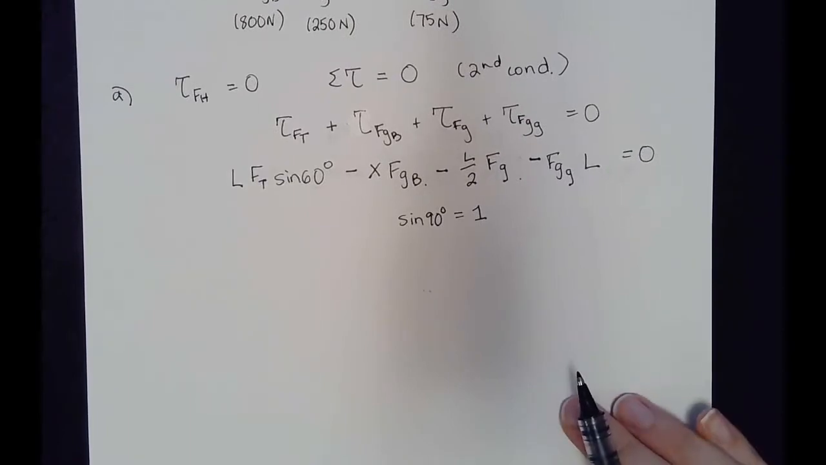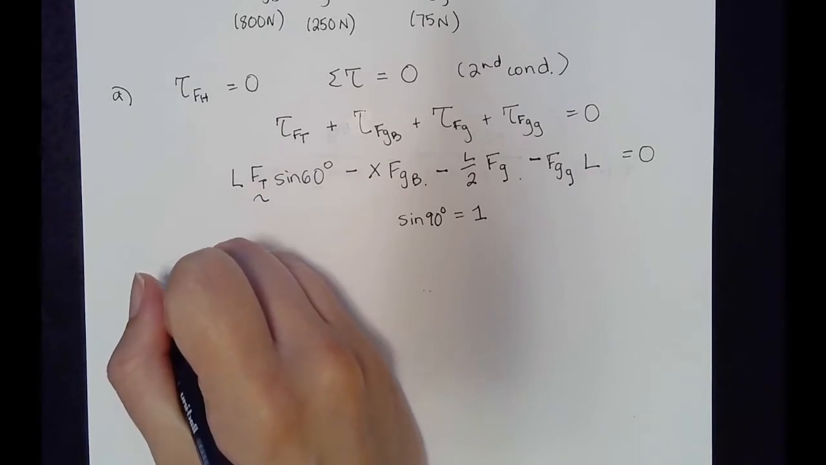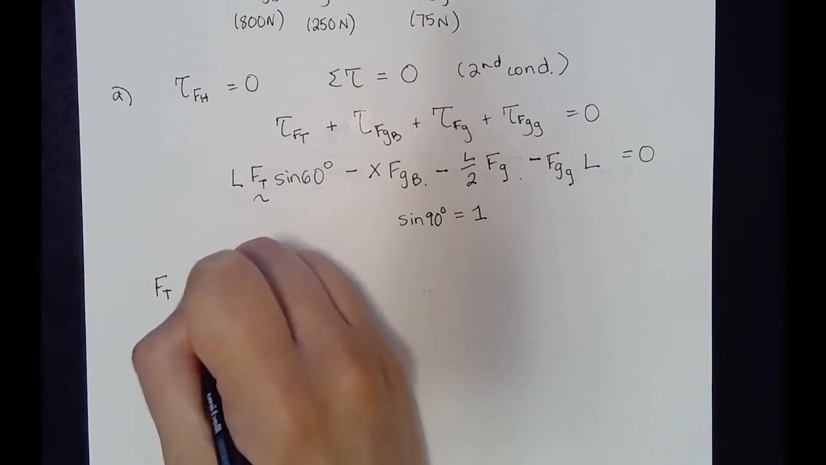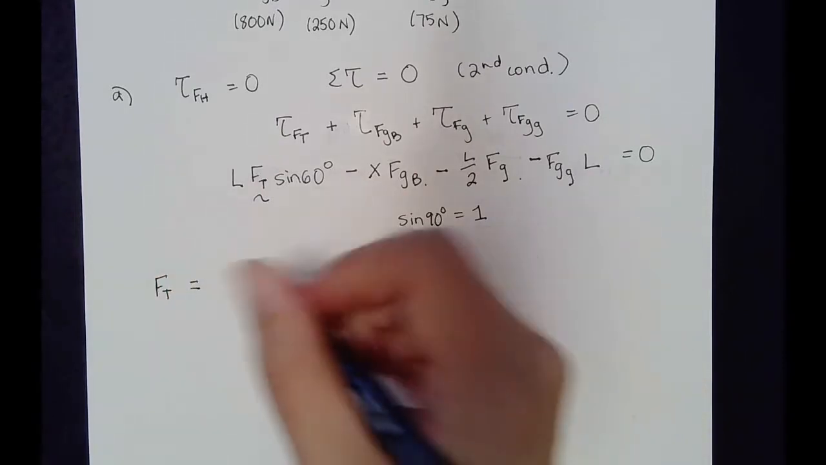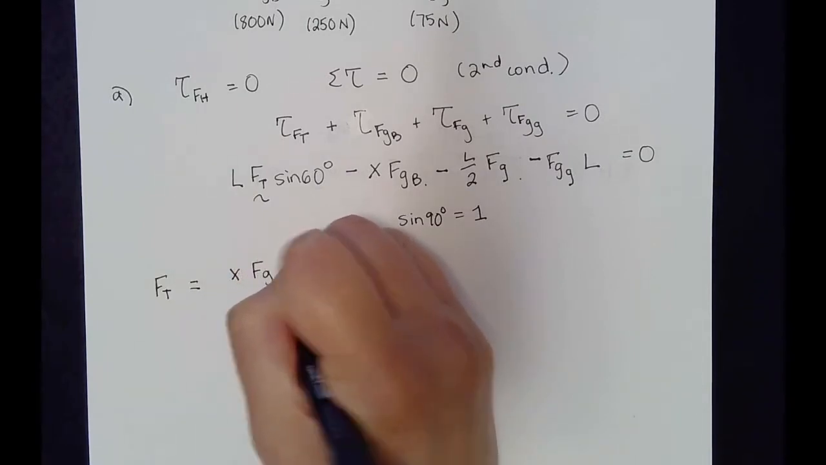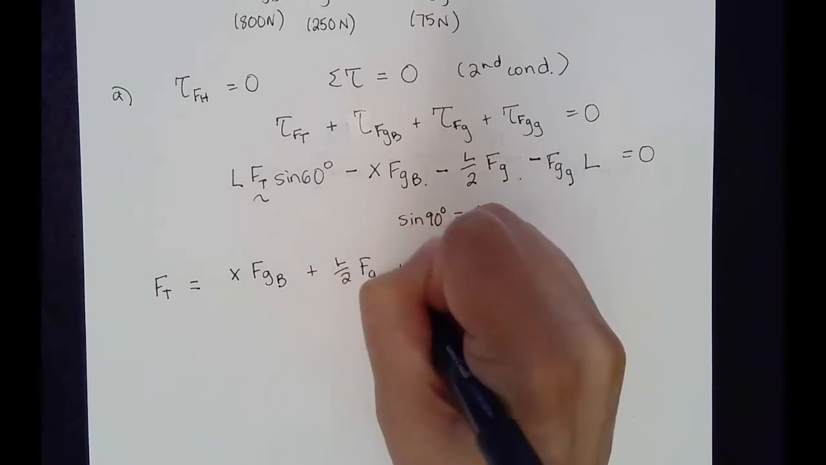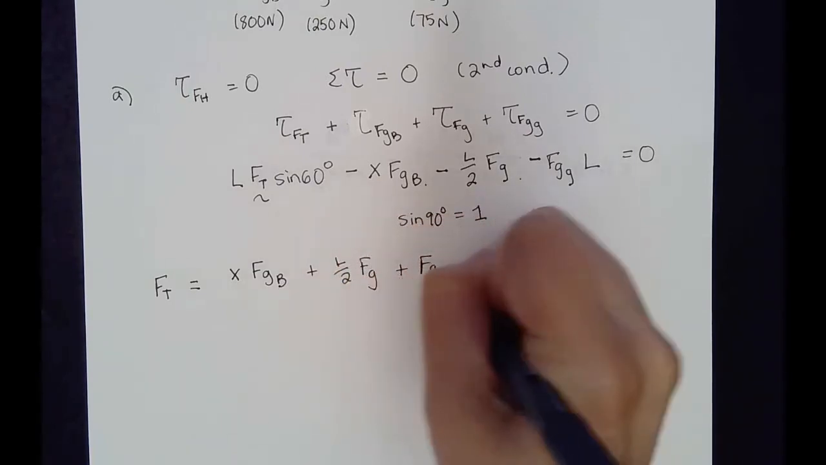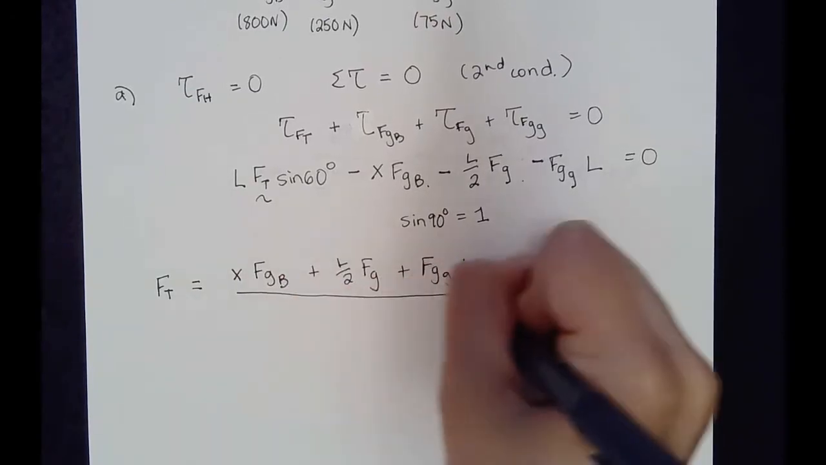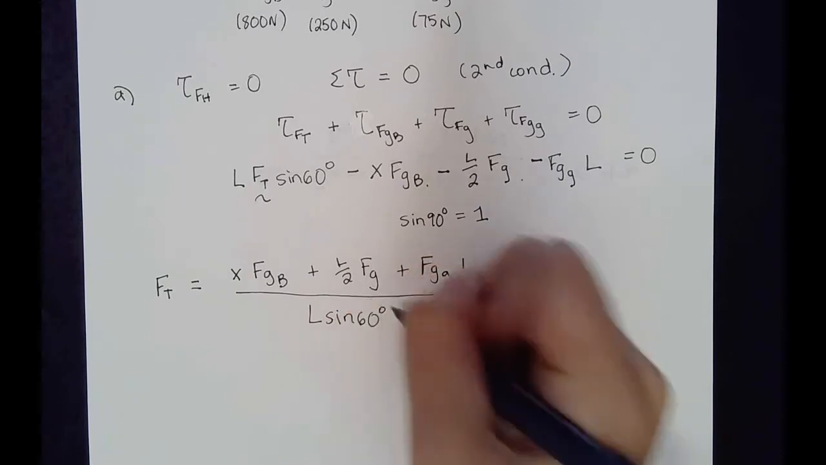Okay, and then now we can solve for the unknown, which is this tension force. So I end up with Ft equals, we'll have x times Fgb plus L over 2 times Fg plus the force of the goodies times L all over L sine 60.